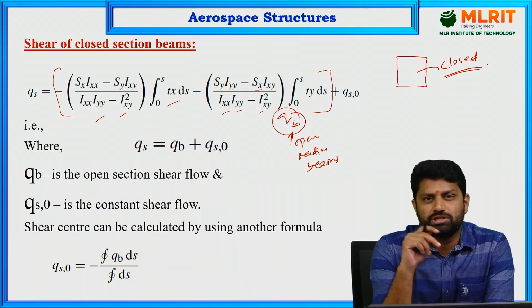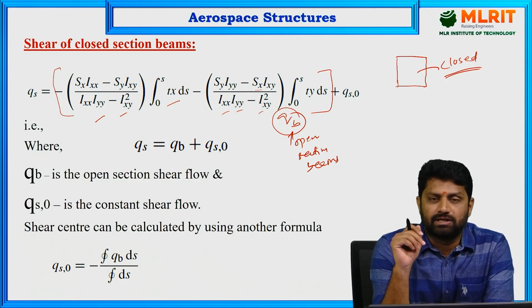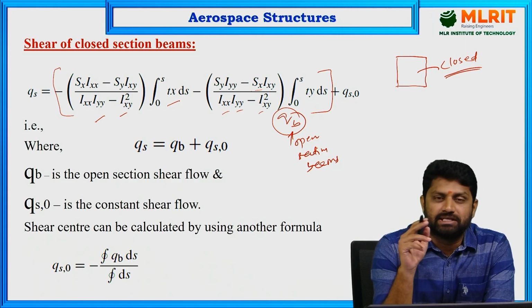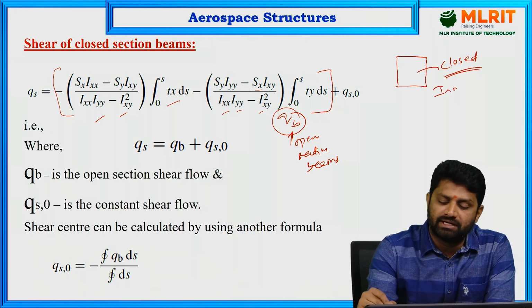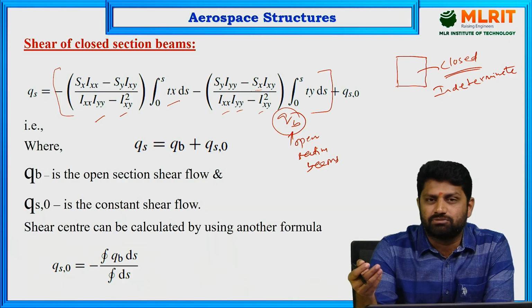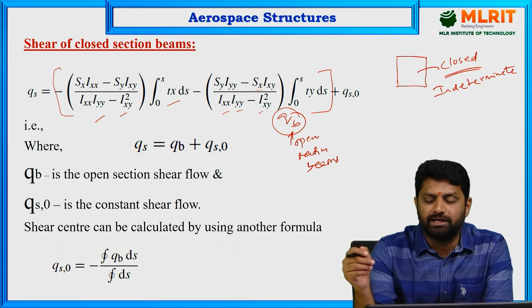The procedure here slightly differs, because calculating the shear flow for an open section beam is a straightforward problem. You can straightaway calculate the shear flow distribution for open section beams because it is a determinate structure, whereas the closed section beam is an indeterminate structure. So additional equations, in terms of displacement, are required to solve these kinds of closed section problems because they are indeterminate structures.